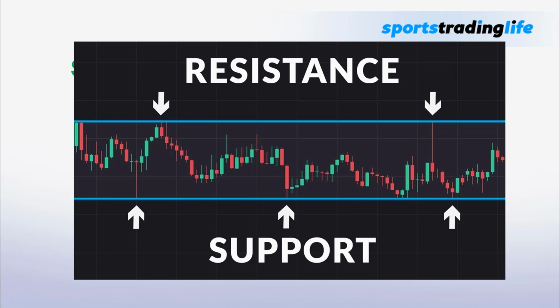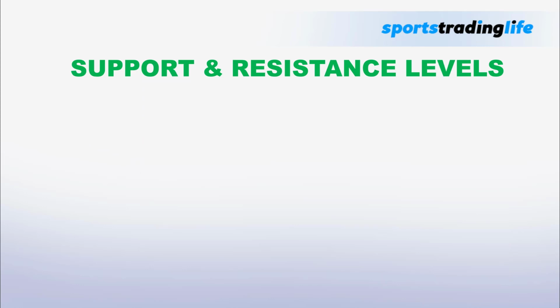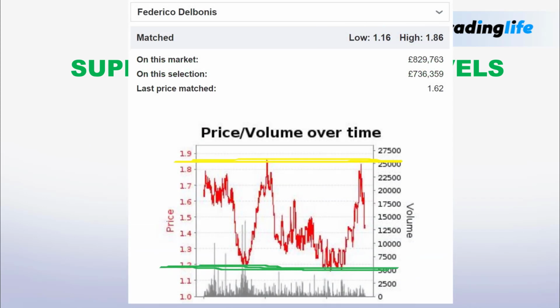So how does this apply to tennis trading? Well, if you just look at this chart, and we will be trading this match later on in the live demonstration, so make sure you stick around for that. It's a similar concept, and you can see this closely in the tennis markets.